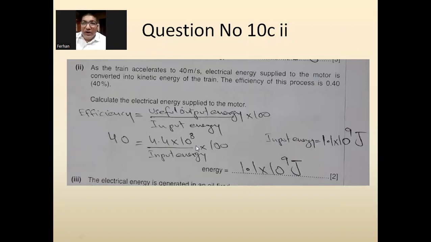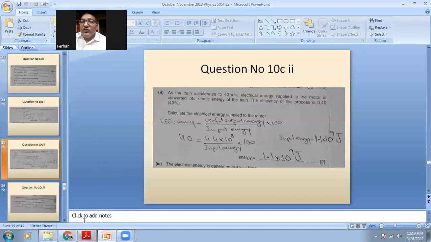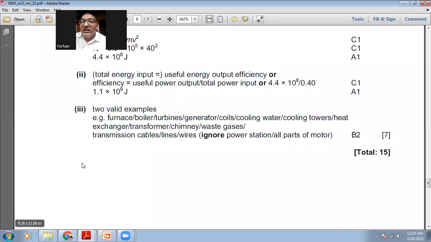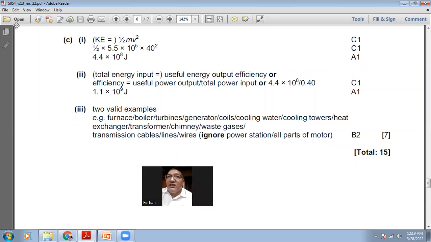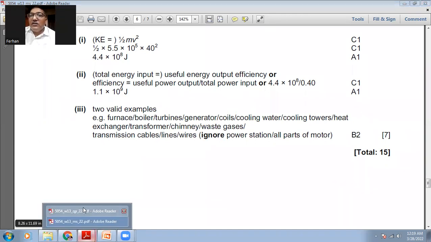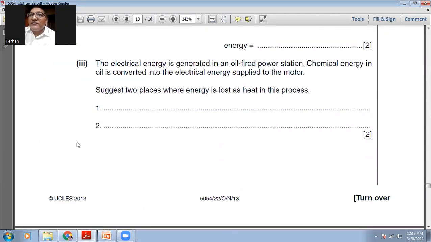1.1 × 10^9 joules. So the input energy will be this much. Let's check the marking scheme. We have that 1.1 × 10^9 joules. So our answer is right. Okay, so let's move to the next part.